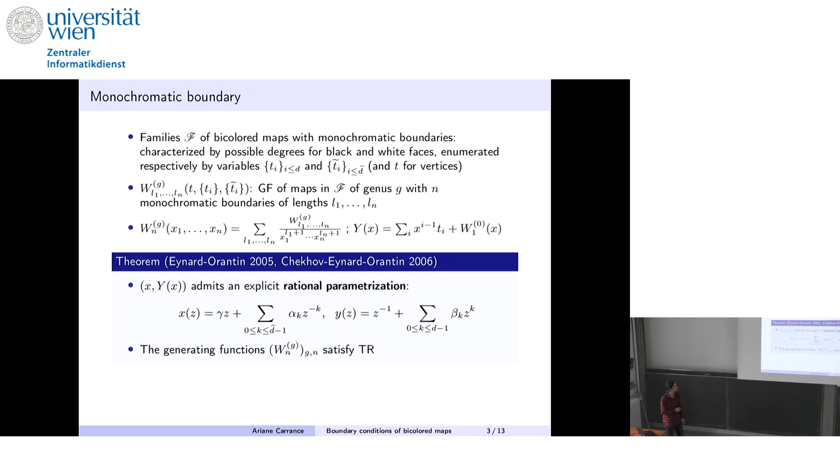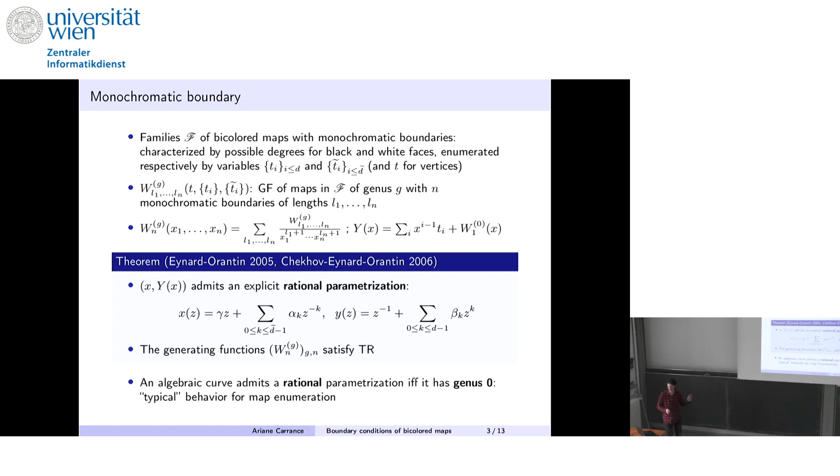which depends on some functions gamma, alpha k, and beta k that depend on the possible face degrees, and that I'm not going to write out explicitly. So, as you all know by now, the fact that this parameterization is rational is equivalent to the fact that the associated curve has genus 0, which is a typical behavior in map enumeration problems.